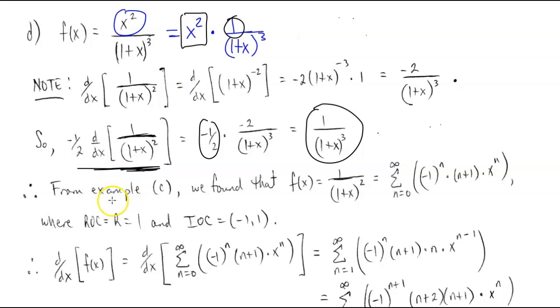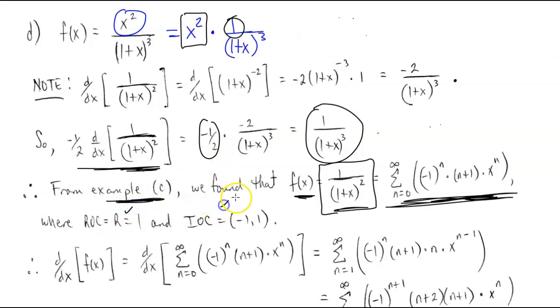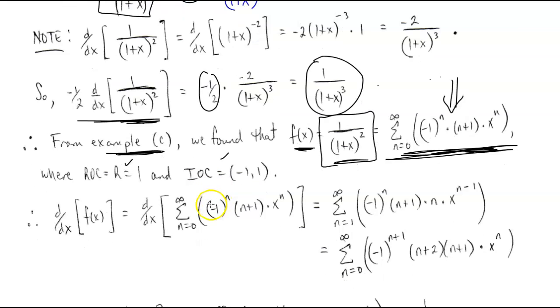And so again, we know from example C, we found that this function, 1 divided by 1 plus x quantity squared, could be expressed as this power series, okay? And of course, we have the radius and interval of convergence with it. So all we have to do is take the derivative of this power series here. Once we're done with that, multiply it times the negative 1/2. Then include this x squared, and we'll have the power series form of this actual function, x squared divided by 1 plus x quantity cubed. So that is what we're going to do here.